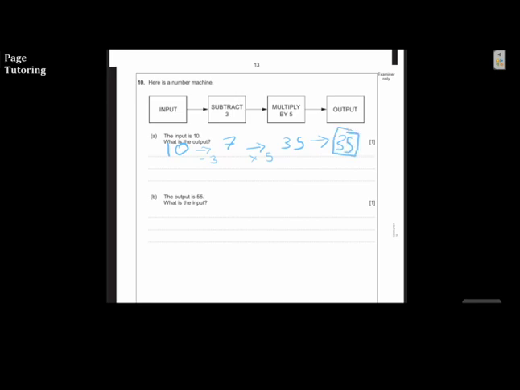Nice and simple. Now it says that the output is 55. So what we get at the end over here now is 55. What's the input? So with this number machine, we're just going to work backwards in the exact order, but in reverse. So if we multiply by 5, first we're going to divide by 5. So that gives us 11. The next step, where we'd subtract 3, we're now instead going to add 3. So we started with an input of 14.